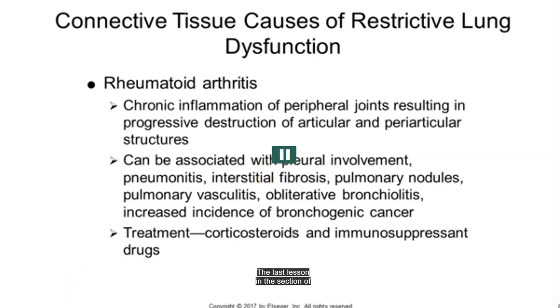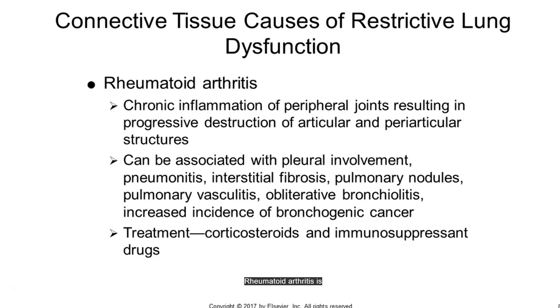The last lesson in the section on RLD will cover connective tissue, immunological, metabolic, traumatic, and therapeutic causes of restrictive lung dysfunction. The first category of connective tissue disorders that present as restrictive lung dysfunction are rheumatoid arthritis, systemic lupus erythematosus, scleroderma, polymyositis, and dermatomyositis.